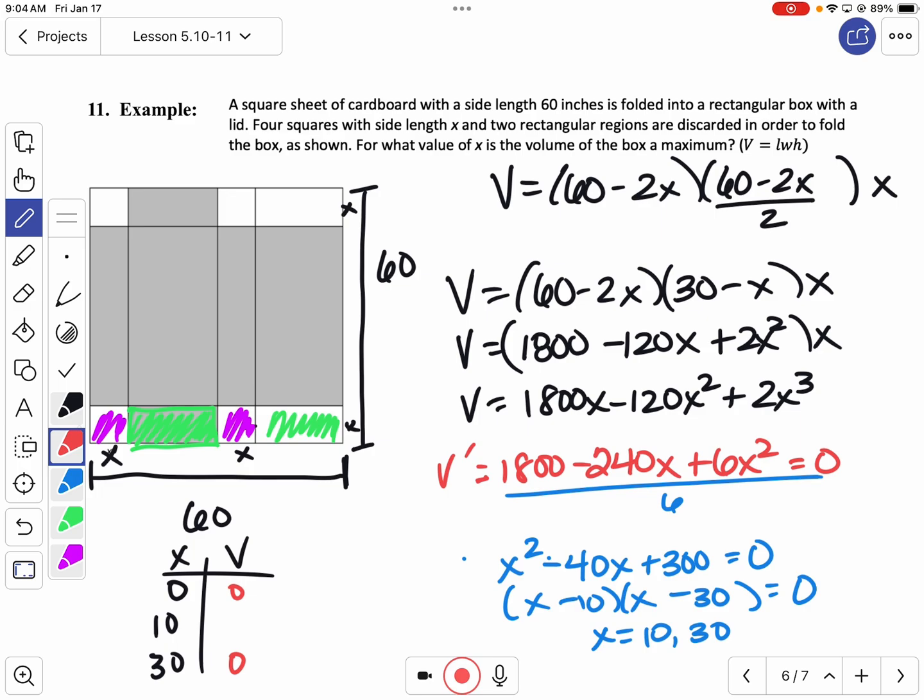Okay, and then if we plug 10 in there, what do we get for our max? It's 200 times 48,000. I did that in my head, which is dangerous. Okay, what did it ask me for though? Yeah, what x value? Okay, so the answer is x would equal 10, and did it give me, yeah, inches.